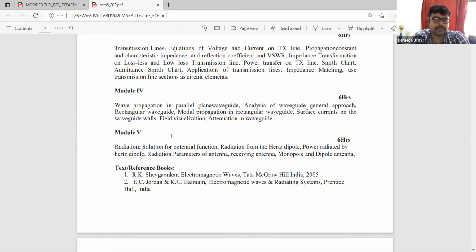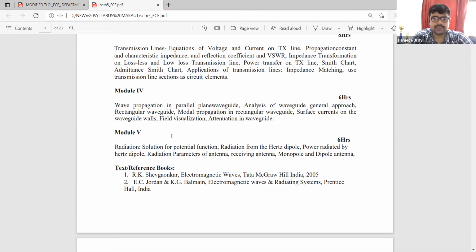Module 5 will come under this: radiation, solution for potential function, radiation from the Hertz dipole, power radiated by the Hertz dipole, radiation parameters of antenna, receiving antenna, monopole antenna, and dipole antenna. This is a dedicated antenna section we are finding out.